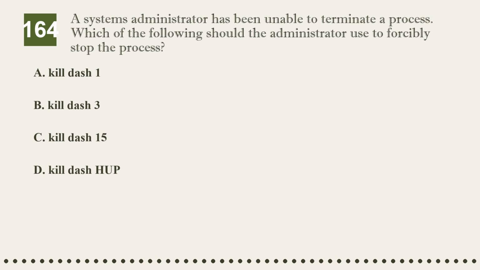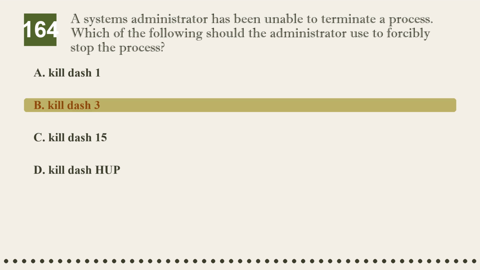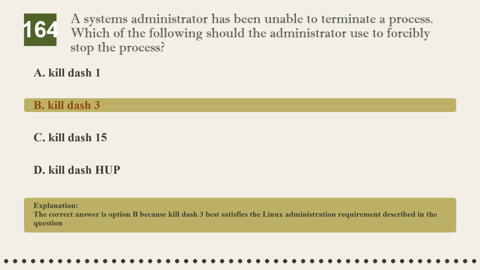Question 164. A systems administrator has been unable to terminate a process. Which of the following should the administrator use to forcibly stop the process? Option A, kill -1. Option B, kill -3. Option C, kill -15. Option D, kill -HUP. The correct answer is option B, kill -3, because kill -3 best satisfies the Linux administration requirement described in the question.